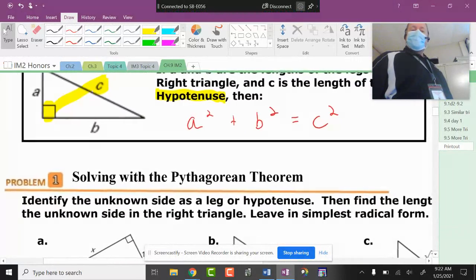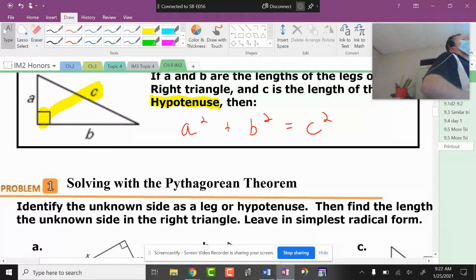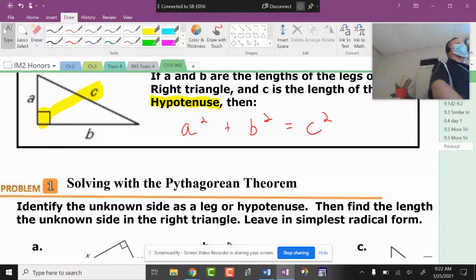Okay, and then the first thing is, as far as notes are concerned, you have to write all these words down. Maybe not. Just "solve for the missing side" would be good enough. But identify the unknown side as a leg or hypotenuse, then find the length of the unknown side. Leave in simplest radical form. That's your homework, not the notes. You can put that away.